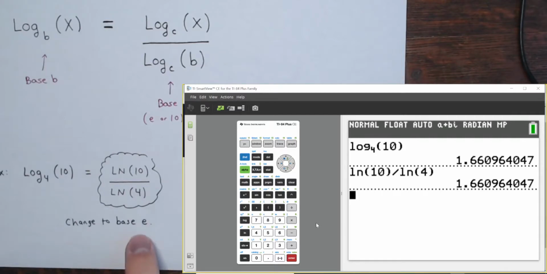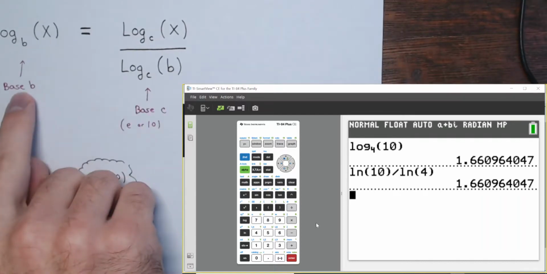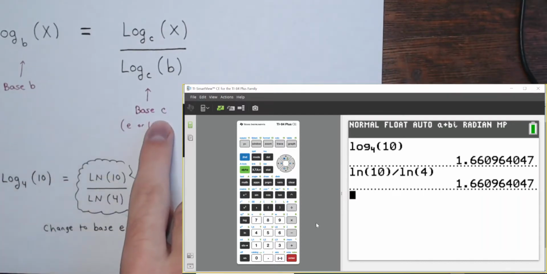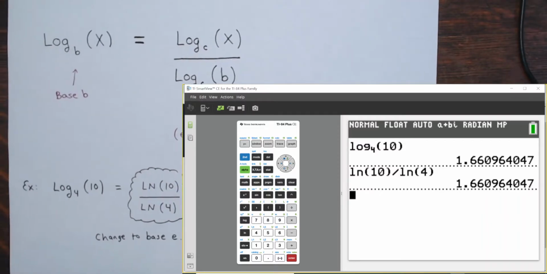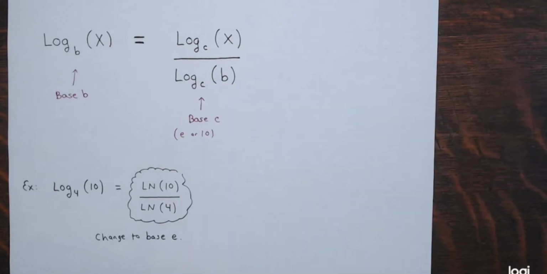Now, you didn't have to change it to base e. I know they wanted us to change it to base e though, but you can change it to any base you wish. That's why I have base b on one side and base c on the other in the formula. You can change it to any base you want. But here is base e. Okay, so let's get rid of the calculator there.